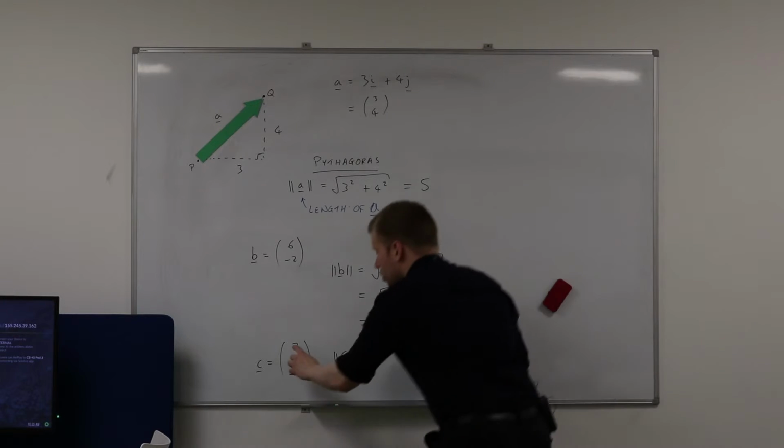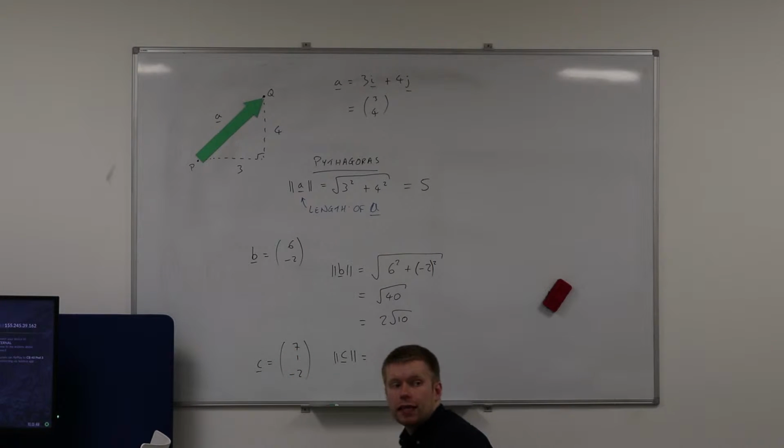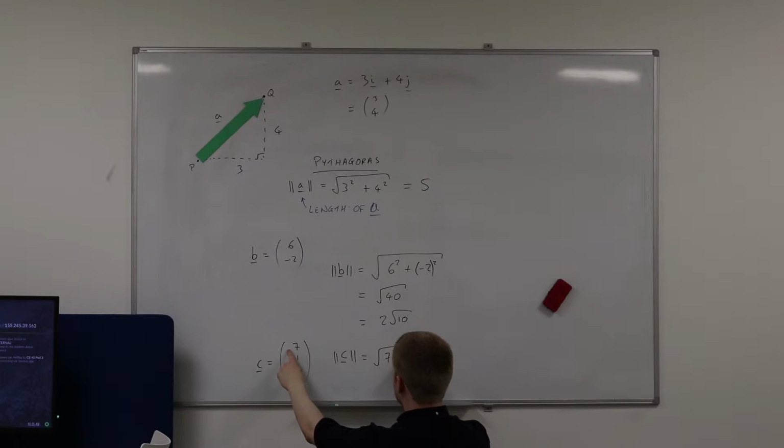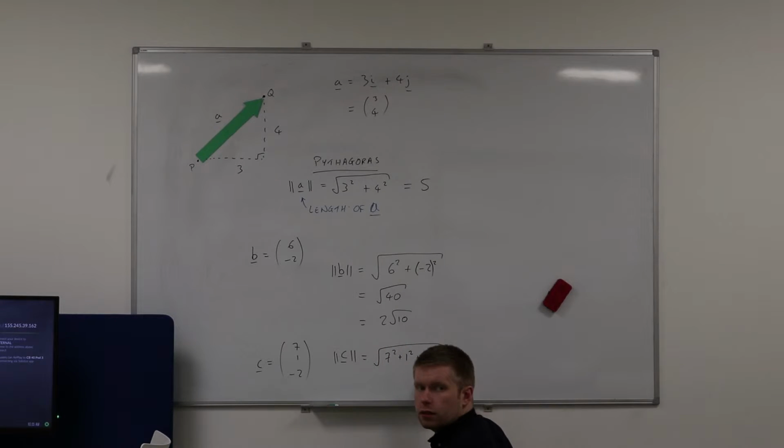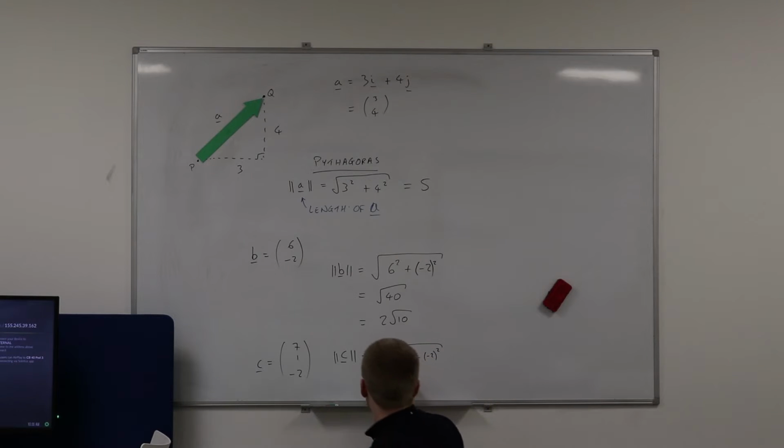Okay? So in other words, I should just take the square of each of these lengths and sum them, add them together, and then take the square root. So it should just be the square root of 7 squared plus 1 squared plus negative 2 squared. And again, be careful to put this into brackets, because you want to be sure to square the entirety of negative 2. So, okay, 7 squared is 49, 1 squared is 1, negative 2 squared is 4. Add them together, you get, good, square root of 54.